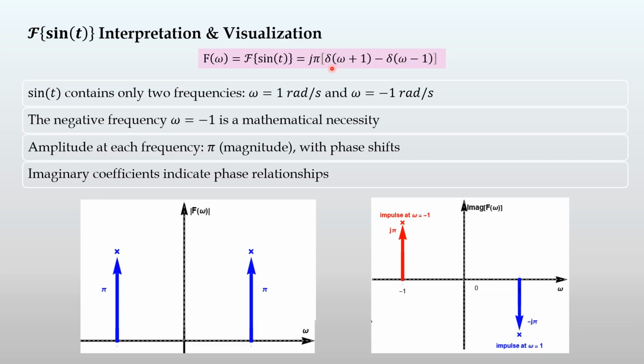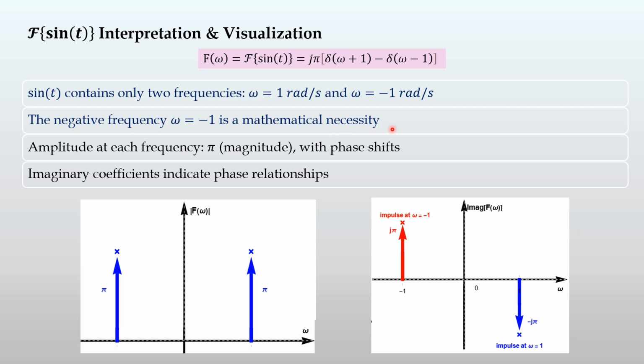The frequency domain result is interpreted as indicating that the sine function contains only two discrete frequency components. These components are located at ω equals plus 1 and ω equals minus 1 radian per second. The imaginary nature of the coefficients is associated with the phase characteristics of the sine function.